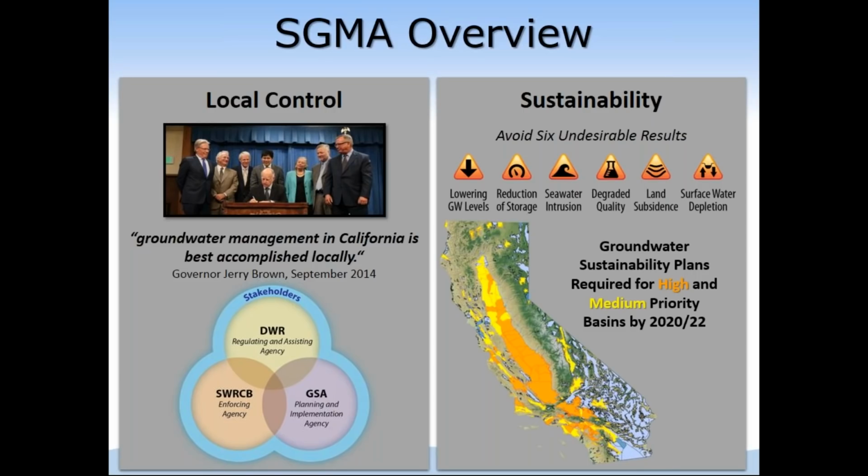And sustainability is new to many parts of California, and it is defined in a new way under this new Sustainable Groundwater Management Act by what are called undesirable results that are related to lowering groundwater levels, changes in groundwater storage, water quality, land subsidence, and surface water-groundwater interaction. You could think of these as the key performance metrics that local agencies, the GSAs and DWR, will be tracking in these high and medium priority basins shown in the map in orange and yellow.